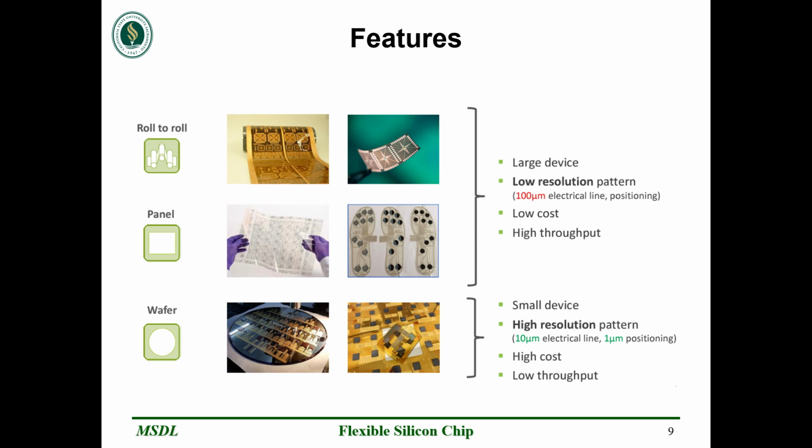We move forward. Some years back, there was roll-to-roll panel type implementation of flexible silicon chip, which had large devices and low resolution patterns, like 100 micrometer electrical line positioning, which has low cost and a high throughput. But for now, we have a wafer that has a very small device and high resolution pattern, as well as 10 micrometer electrical line and 1 micrometer positioning. It has very high cost, and we get low throughput.